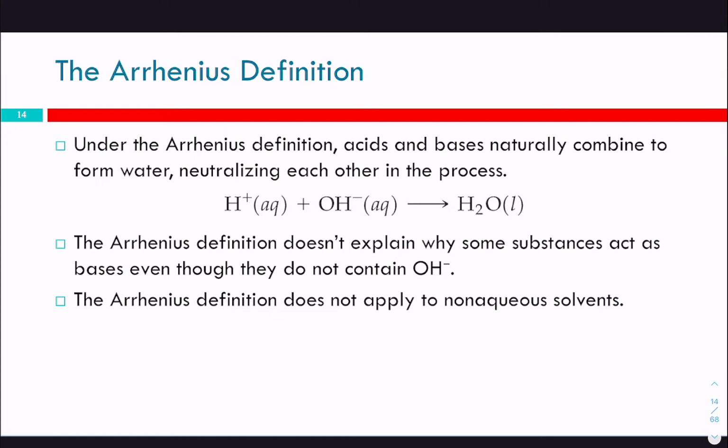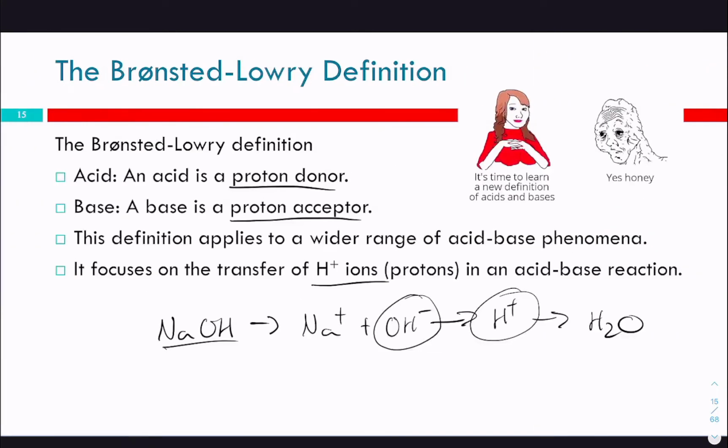The difference between the Arrhenius definition and the Bronsted-Lowry definition is actually just in the bases, in that bases are now proton acceptors, not things that donate OH minus or add OH minus to the solution. And then acids still add a proton, but an H plus is a proton. Right, so hydrogen without an electron is just a proton. So it's a better, wider definition.